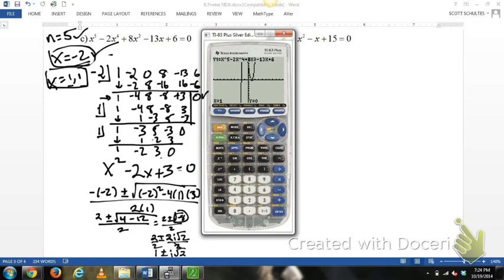So my solutions are negative 2, 1, a 1, and then I got 1 plus i root 2 and 1 minus i root 2 for all 5 of my solutions. Good stuff.